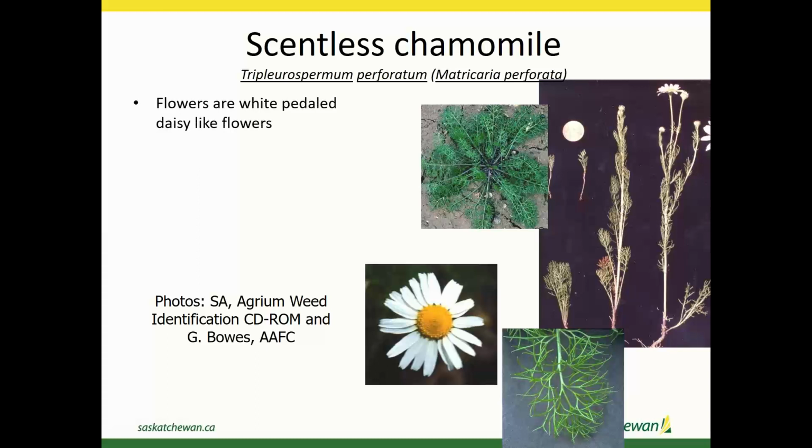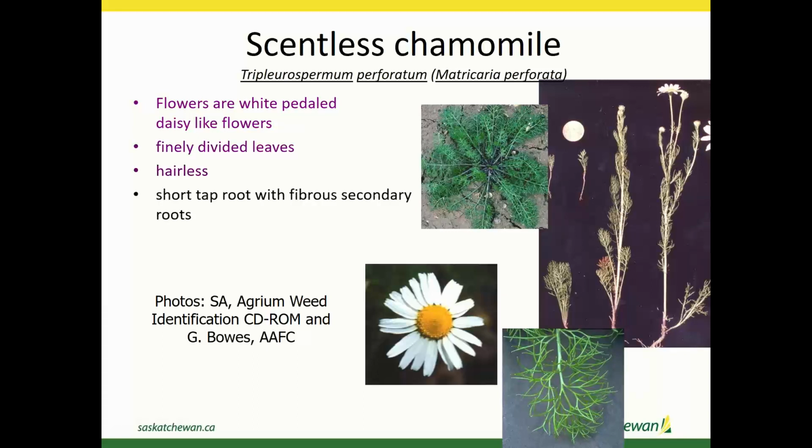Flowers are white-petaled daisy-like flowers, and generally they're smaller than a typical daisy, though. They have finely divided leaves, almost like dill. They're hairless. It has a short taproot with fibrous secondary roots. It pulls out easily by hand, so it's not very strongly anchored.